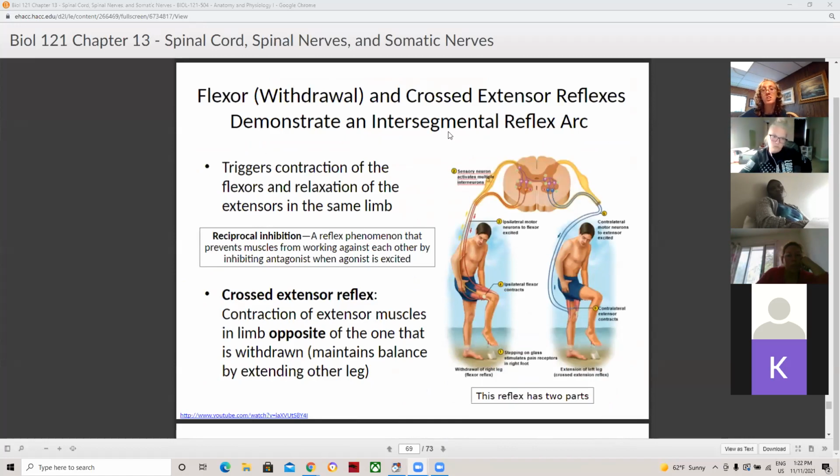A flexor or withdrawal reflex is combined with a cross extensor reflex. So the flexor withdrawal is when you step on a nail. When you step on a nail, what happens? You immediately pull up your foot. And the way you pull up your foot is by triggering the contraction of the flexor muscles, those hamstring muscles, and relaxation of the extensors or quads.